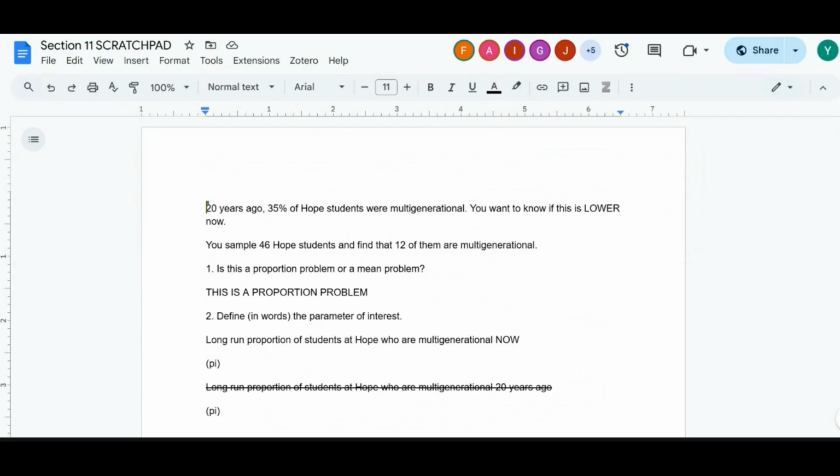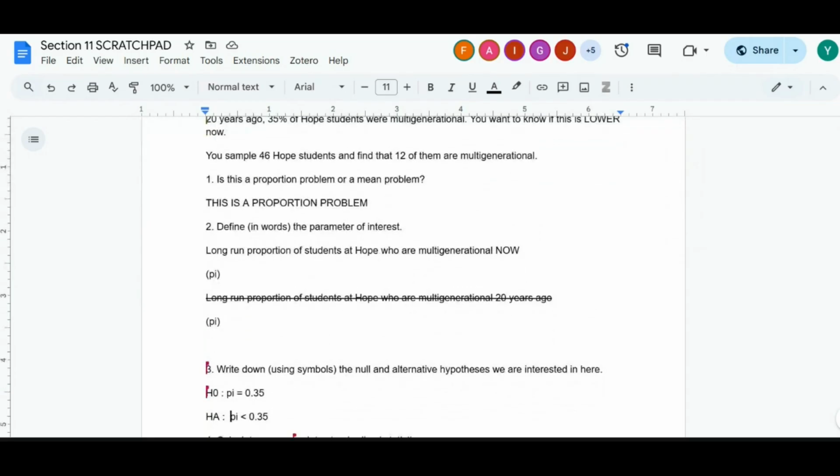Okay. So what we're saying, that's why the definition of pi is very important. Pi is the current rate of multi-generational homes, and I want to know if it is lower than what it was 20 years ago. Yeah, I don't play games with students with convoluted English sentences like that, but that's a good point. You can misconstrue it, but I think don't overthink it. It's pretty much face value.